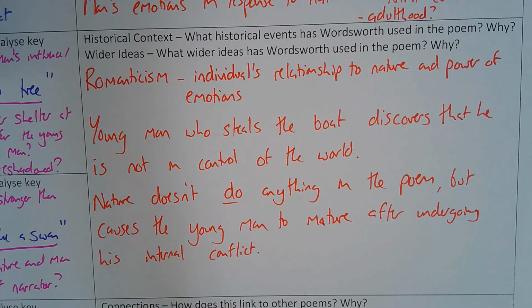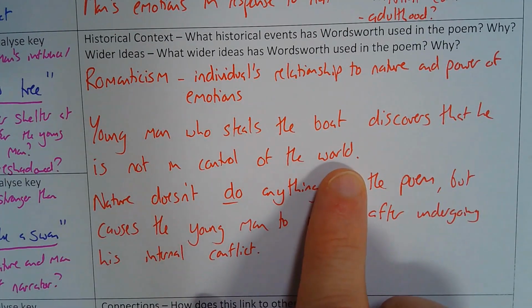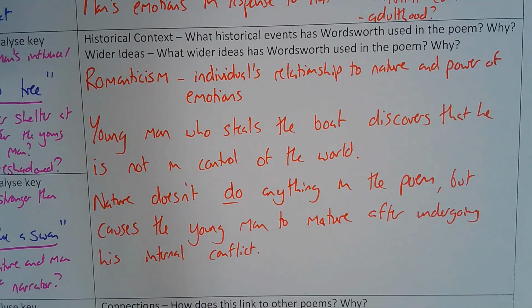The young man who steals the boat discovers that he's not in control of the world. Not necessarily a tyrannical ruler. We're not talking Ozymandias really at the start here, or My Last Duchess. We're talking just someone who thinks they know better because of their youth. But ultimately, nature doesn't really do anything in the poem. It's there, but it causes the young man to mature after undergoing his internal conflict.